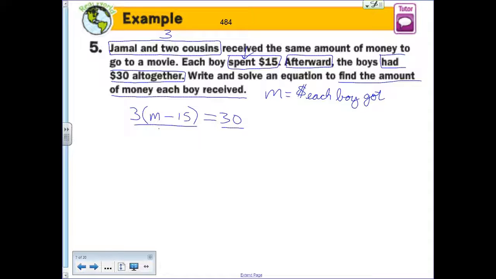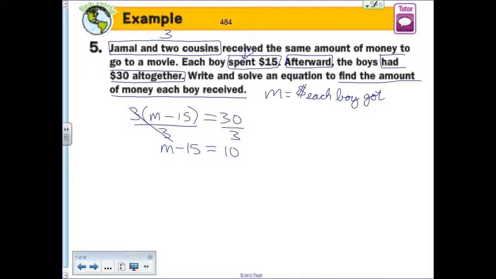And I'm going to tell you what we're doing as we do this. When we divide this by 3, we're going to make this problem no longer about 3 people. It's going to become about 1 person. Look, 3 boys had an M amount of money and spent $15. When I divide this by 3, we're getting rid of the 3 boys and we're making it all about 1 boy getting money and spending $15. Instead of 3 boys having $30 left over, when we divide that by 3, it's 1 boy had $10 left over after he spent his $15.